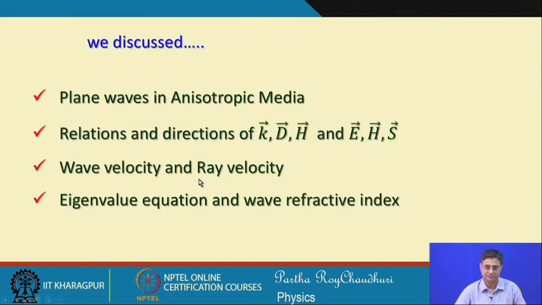So, in this case we have seen how to write the wave equation for the plane waves travelling in an anisotropic medium, and in doing so we established the relationship between the k, D and H vector fields, and also the E, H and S. We have seen that these two sets, k, D, H and E, S, H, individually form an orthogonal triad of vectors.